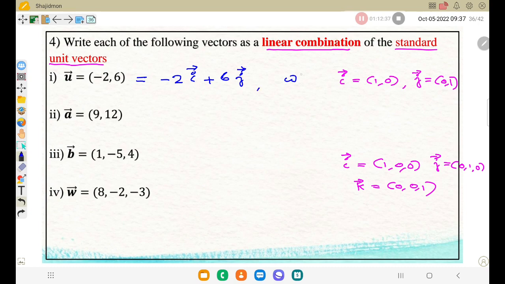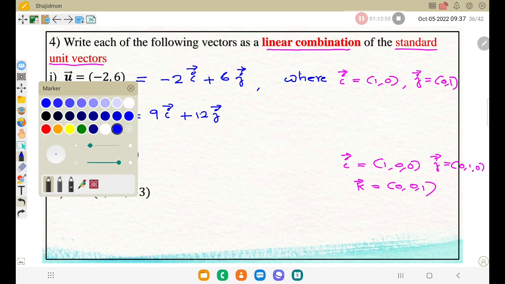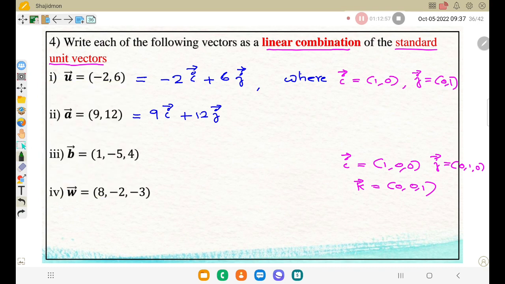Where vector i means (1, 0), vector j means (0, 1). Don't forget to write the vectors. Okay, we need to know space vectors and plane vectors. Now the second one, (9, 12). So 9 multiplied by vector i plus 12 multiplied by vector j. It is easy to write the vector in standard unit vectors.